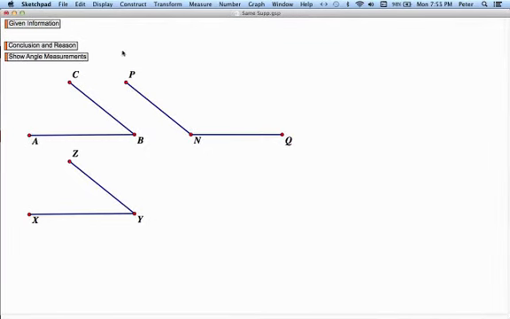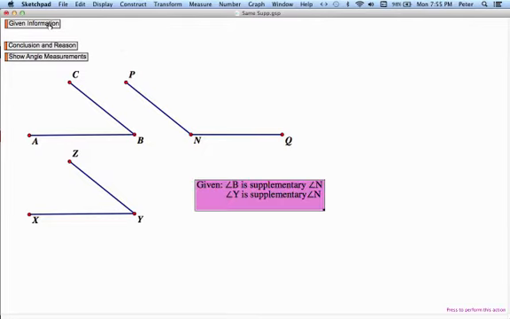Suppose we were given some information that all we knew was that angle B, this angle here, was supplementary to angle N. We also knew that angle Y was supplementary to angle N. What conclusion could you draw? And then we'll explore what the reason is for it.